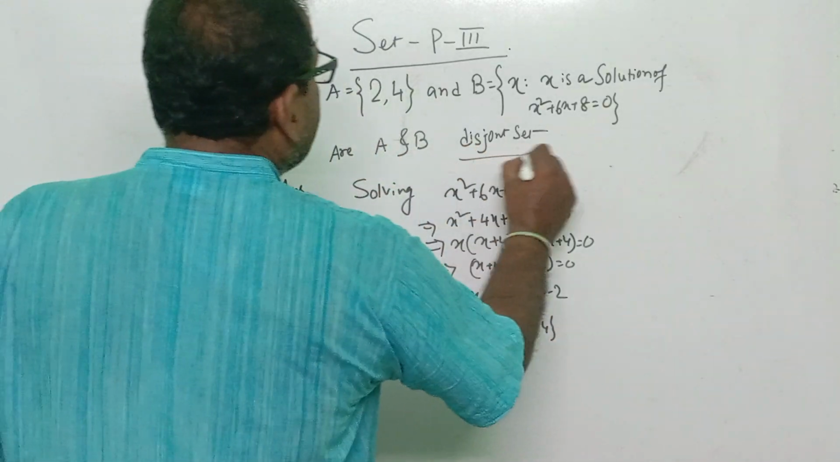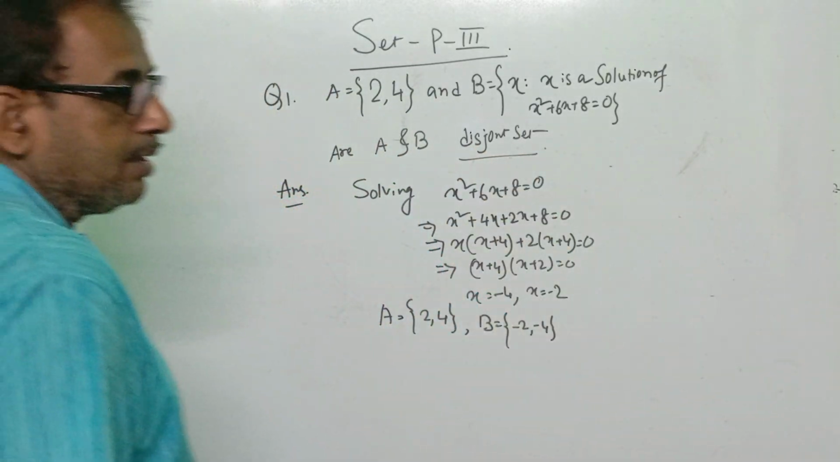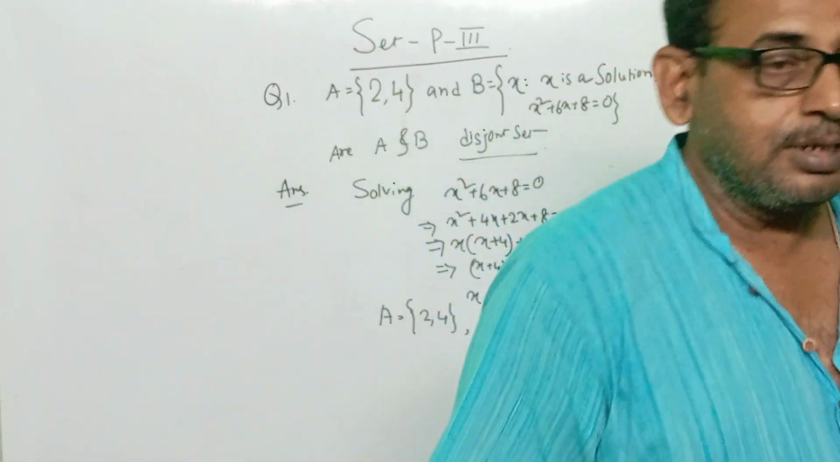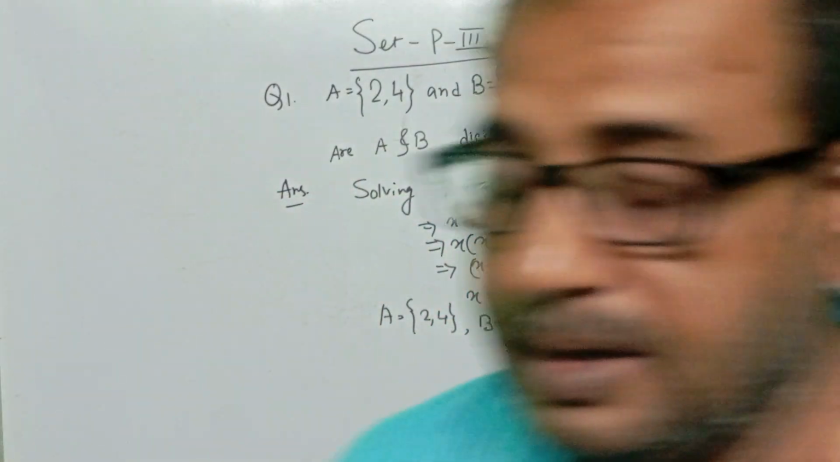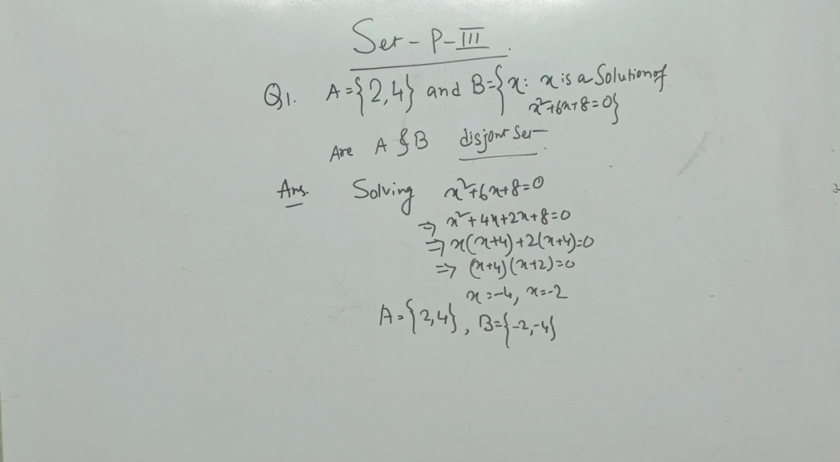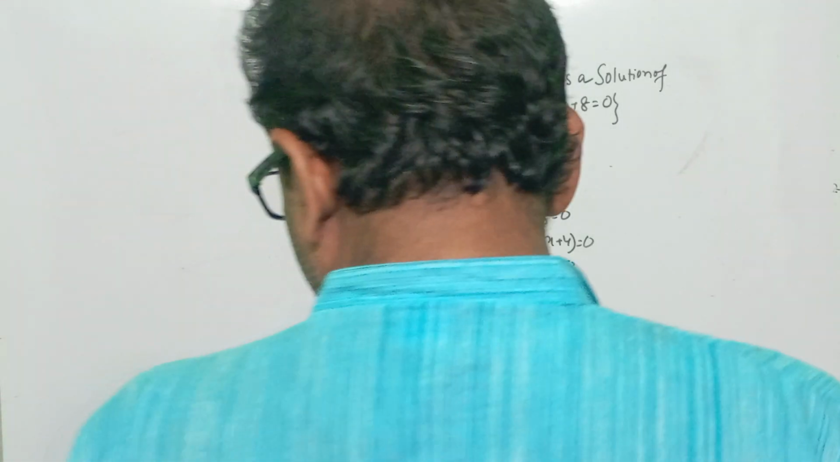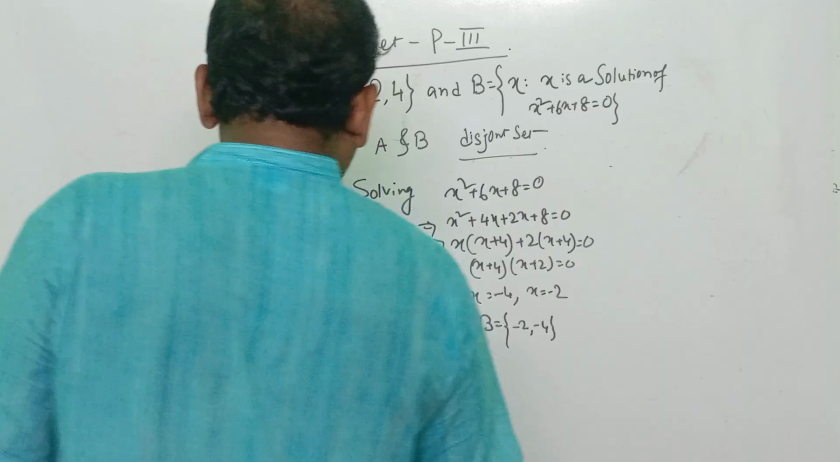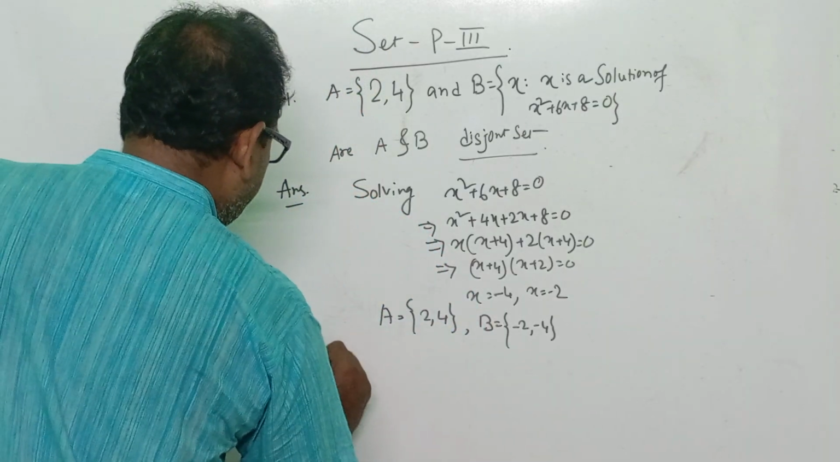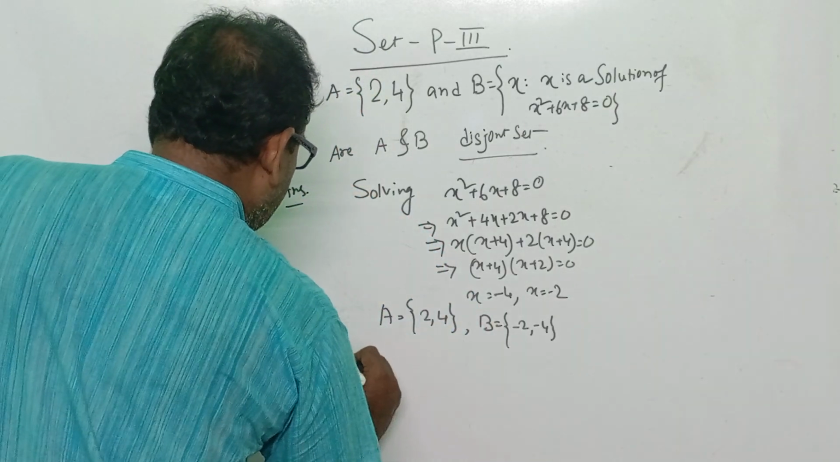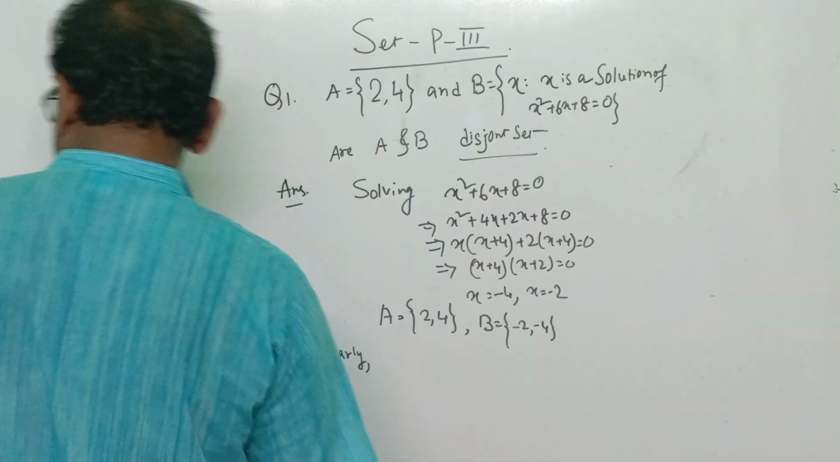Now they are asking about the disjoint set. Disjoint set means the number of elements may be the same, but there is no common element. So what do we write? Write the statement clearly.